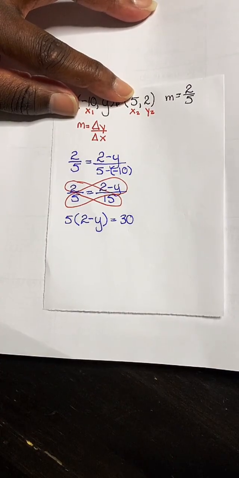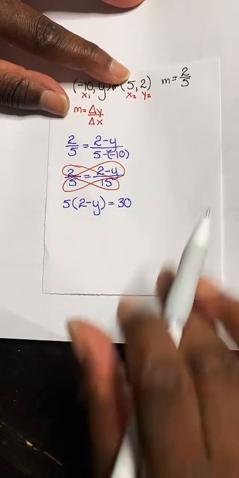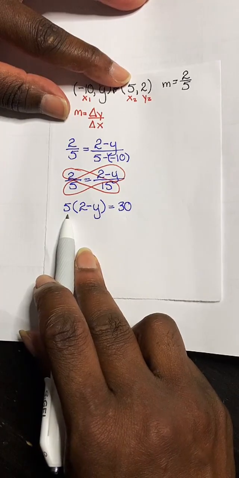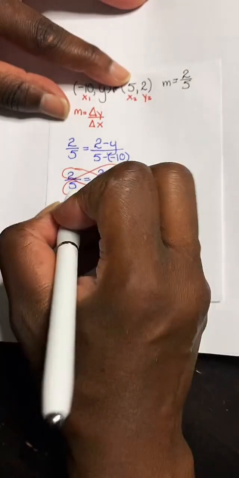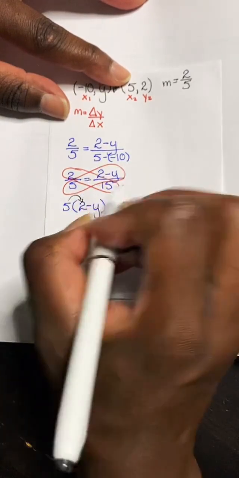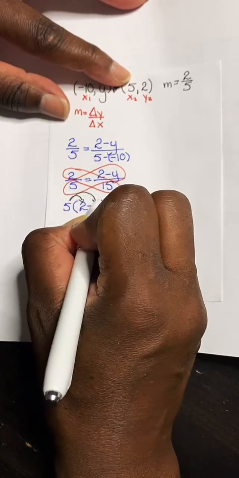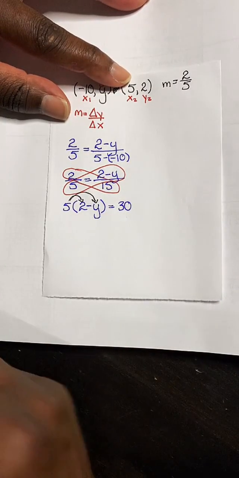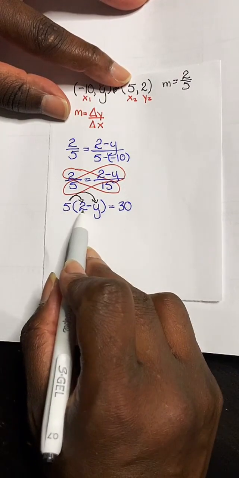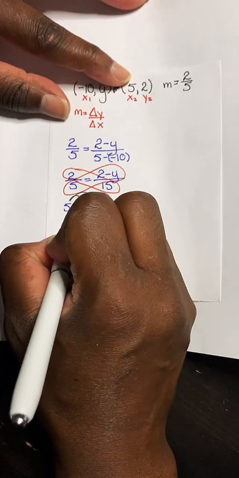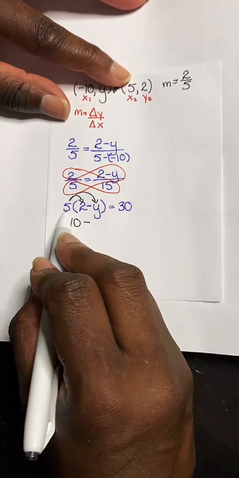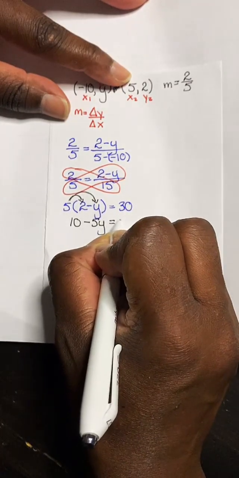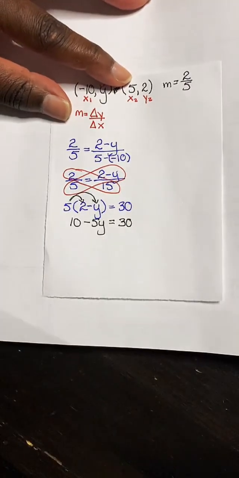Now, this is the part that you guys like. I'm going to take what you guys said. I understand. So now, we could divide both sides by 5, but a lot of you guys love the distribution. So I'm going to do what you love. You can divide both sides by 5. That's perfectly fine. But if we want to distribute, you got 5 times 2, which gives you 10. Minus 5 and the y gives you minus 5y is equal to 30.